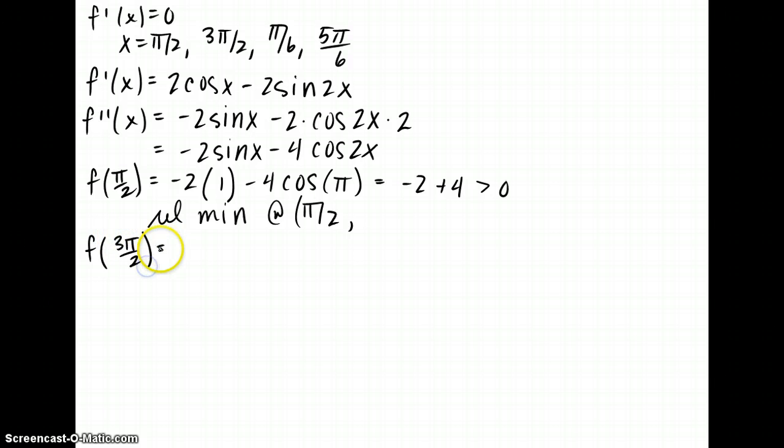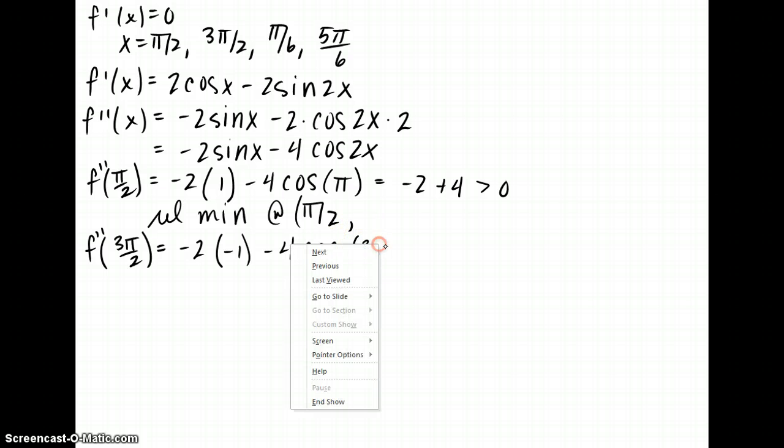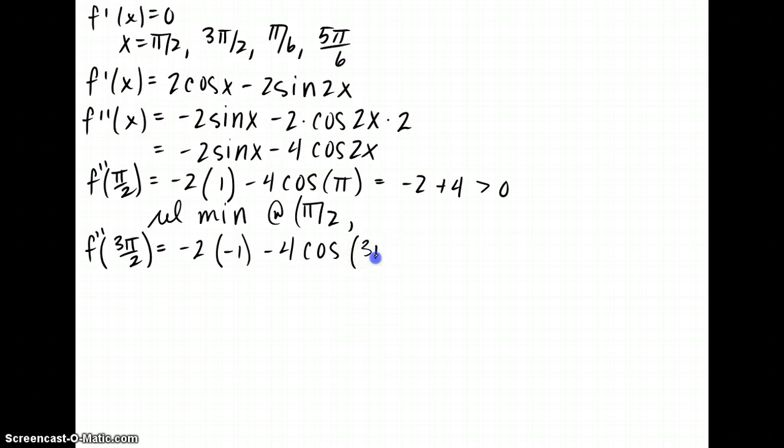Plugging 3 pi over 2 into the second derivative. Oops, sorry, this is f double prime. Negative 2, sine of 3 pi over 2 is negative 1, minus 4 times the cosine. 2 times 3 pi over 2 would be 3 pi. 3 pi is at the same spot as pi on the unit circle. So we have 2 plus 4. So this also is a positive second derivative, and therefore a relative minimum.